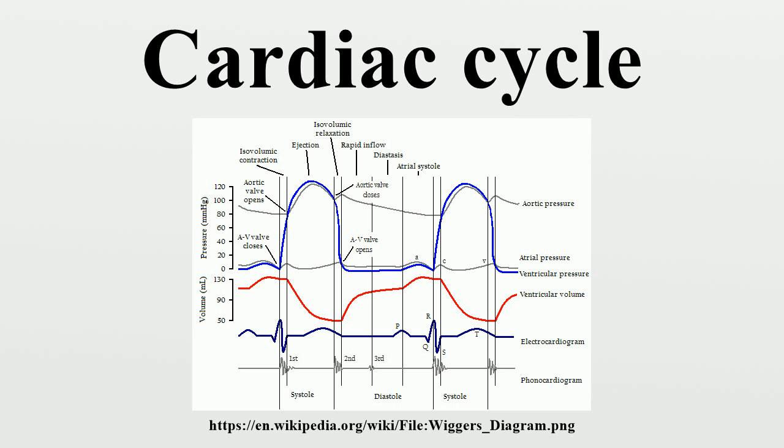The third stage, isovolumic contraction, is when the ventricles begin to contract, the AV and semilunar valves close, and there is no change in volume. The fourth stage, ventricular ejection, is when the ventricles are contracting and emptying, and the semilunar valves are open.